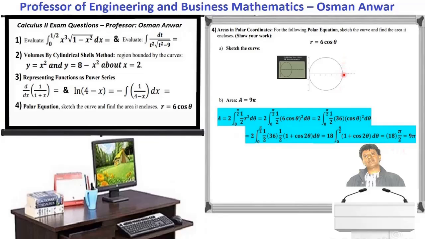So you take the integration from 0 to pi over 2, which is only the top half circle. Then you just double it, then you have the whole circle.